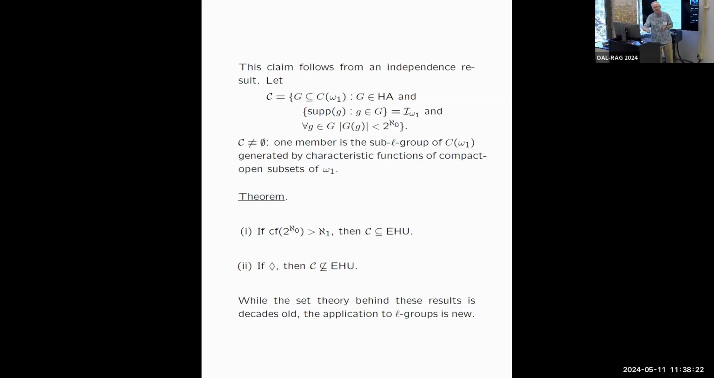However, if you make a contrary assumption called diamond, and that is a strengthening of the continuum hypothesis that is true in Gödel's constructible universe, then there are L groups in C that cannot be embedded into hyperarchimedean L groups. It's not needed. And the subtheory behind these results is all the fact that the statement cofinality of 2 to the L 0 is bigger than L of 1 is consistent with ordinary set theory. That was established in the 60s. It's the diamond principle, isolated by Jensen in the late 60s, early 70s. So that's all, but the application to L groups seems to be new.